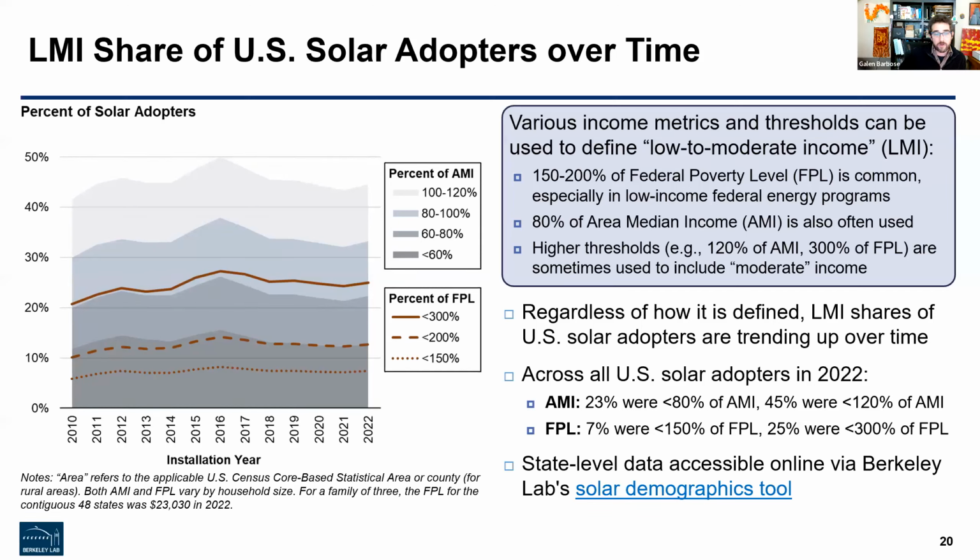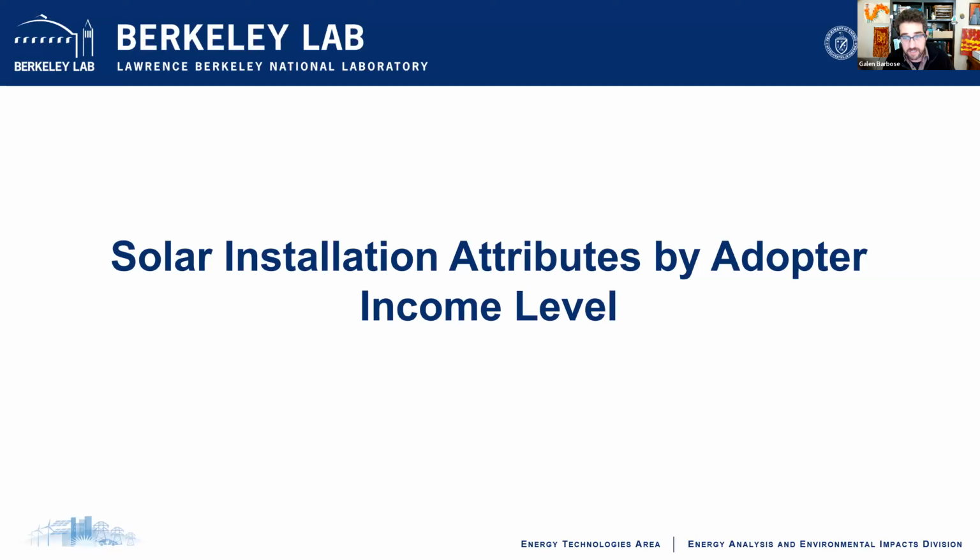We also show with the lines the percentage of adopters that are below different thresholds relative to the federal poverty level. Regardless of how you define it, you can see that there's been an uneven but still gradual increase in the share of adopters from LMI households over time. And so with that, I'm going to hand things over to my colleague, Sydney, who is going to take us through the next set of slides.